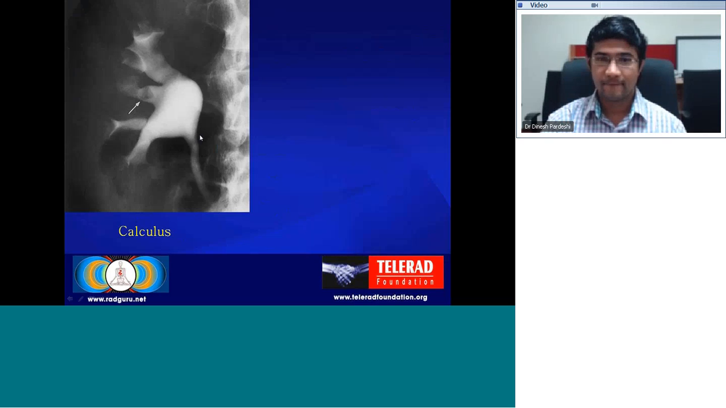Coming to the evaluation of the calyces and the renal pelvis, the most common abnormality which is found is the filling defect. Now, when a filling defect is found, always look at the margins of the filling defect. For example, here it's a very smooth filling defect. So it could be due to a calculus, the most common cause, or it could be due to a papilla, or a fungal ball, or so many causes there.